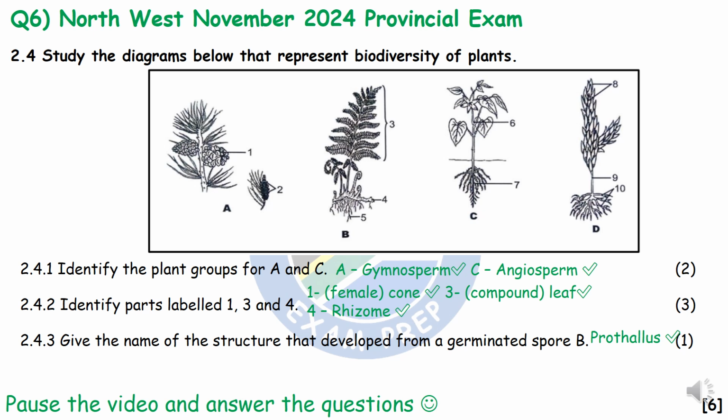Question 2.4.3 asks you to name the structure that developed from a germinated spore B. That would be the prothallus. So remember, the gametophyte structure of the fern or the pteridophyte is the heart-shaped prothallus. It is out of the heart-shaped prothallus that the sporophyte that we are looking at grows out of.